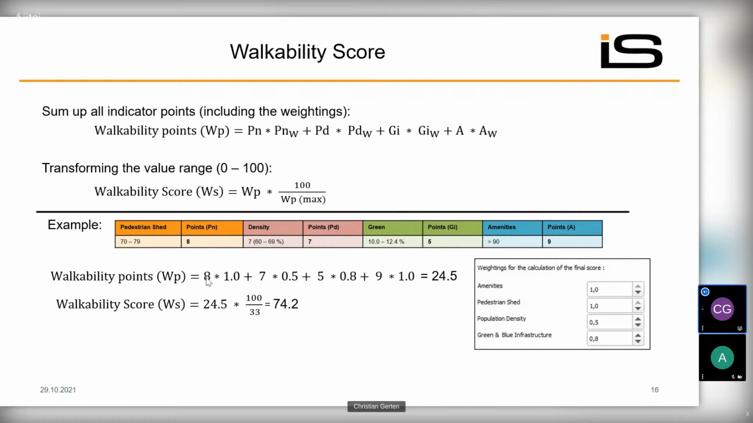So we multiply the pedestrian chat 8 by the factor 1, the weighting 1. The density is multiplied by 0.5, and so on, so that we have a total value of 24.5. It's not very clear now in which range this value is, and therefore we transform it to make it more understandable. So we have 24.5 multiplied by 100 divided by 33. This is the maximum value that we can get if all the facilities would lie in a distance of 400 meters, for example, and we have the highest value overall. So in total, we have a walkability score of 74.2.